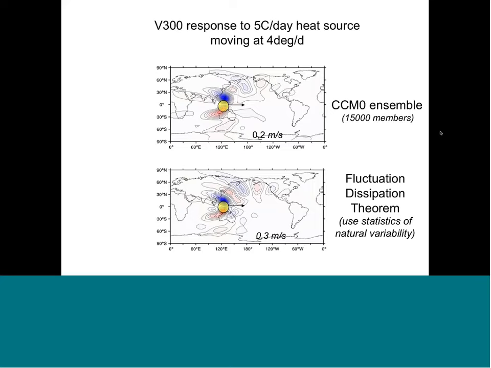And you can see that in the bottom panel, this estimate from the fluctuation dissipation theorem is giving a very good approximation to how the full general circulation model runs. So from now on, I'm going to show you solutions from the fluctuation dissipation theorem, and they're designed to approximate the GCM.